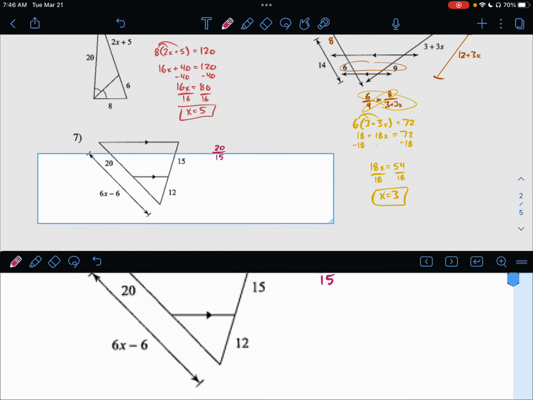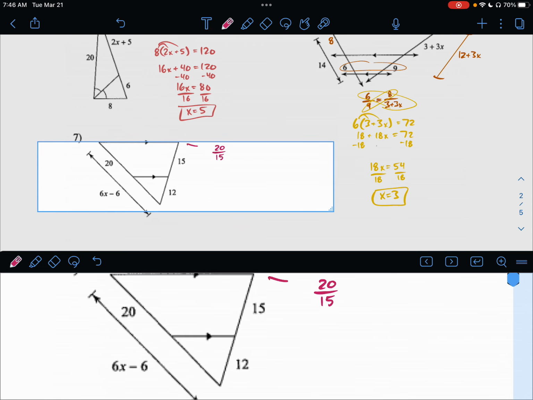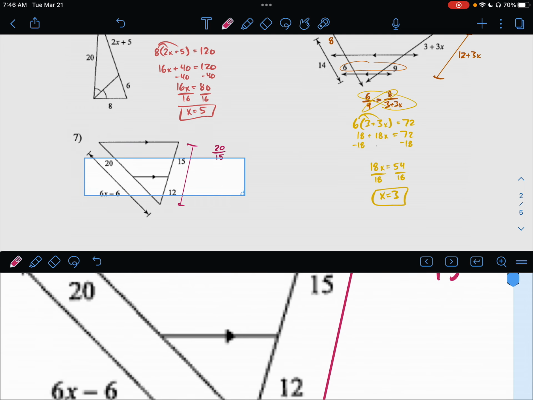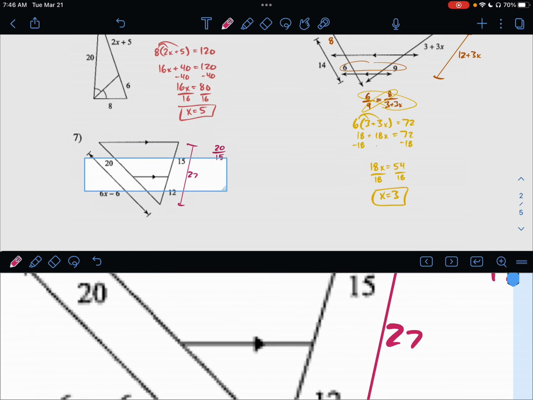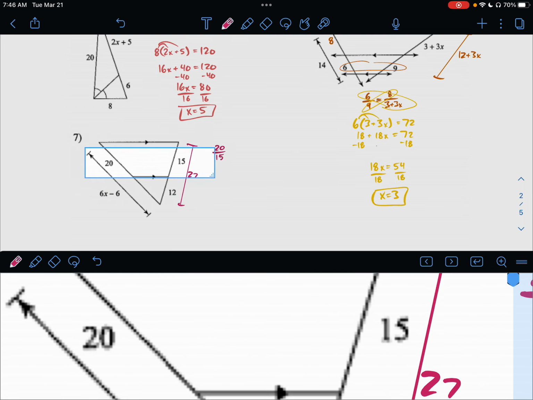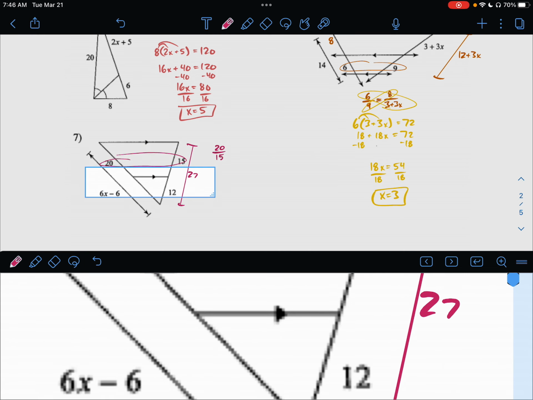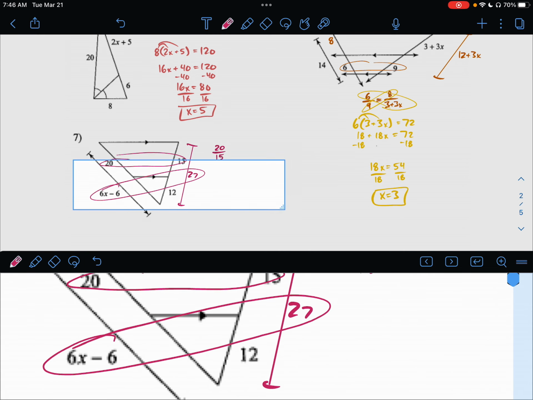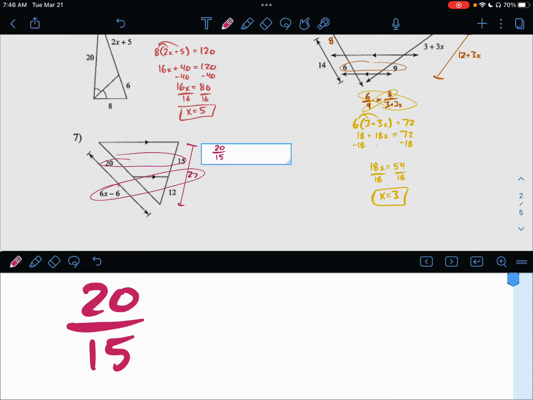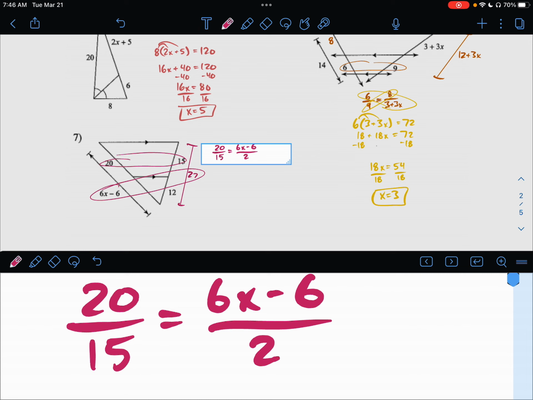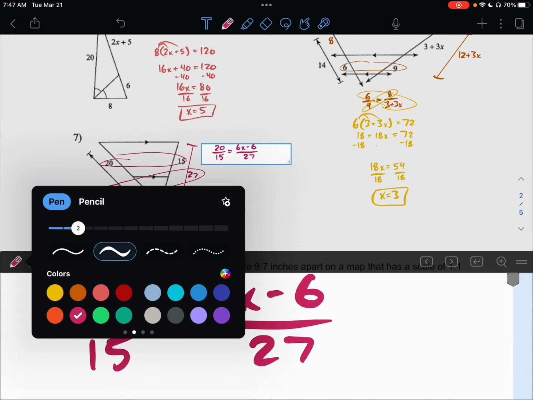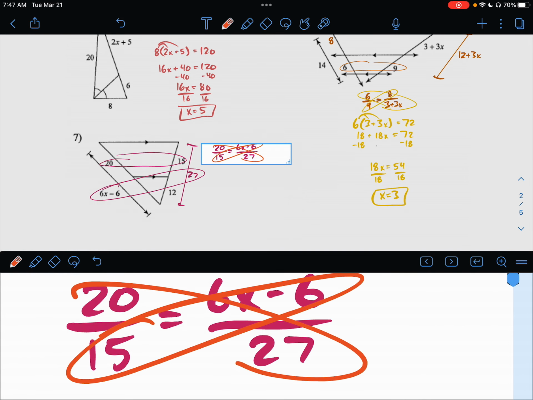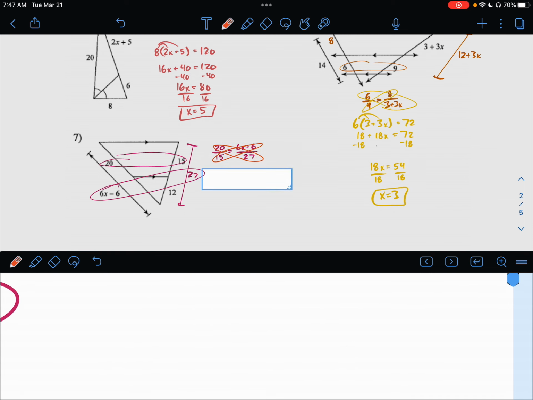That would work. But what's looking like it would be easier to me right now is that I see that the entire length is 6x minus 6. I see that this part here is the entire length, which is 15 plus 12, which is going to be 27. So I have the 20 over the 15. Those are across from each other. And then I have this 6x minus 6 across from that 27. So it equals 6x minus 6 over 27. And from here we can cross multiply. So 27 times 20 is going to be 540.